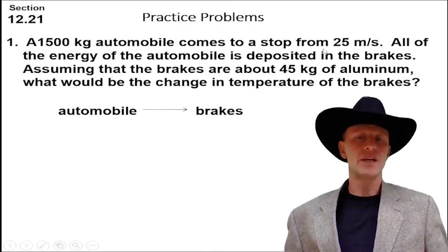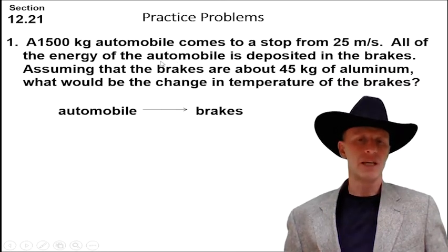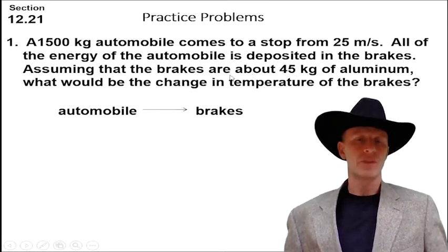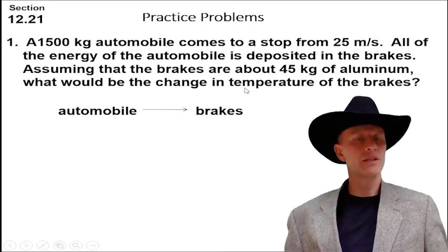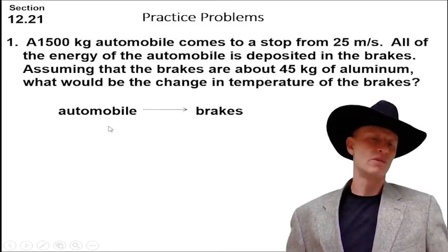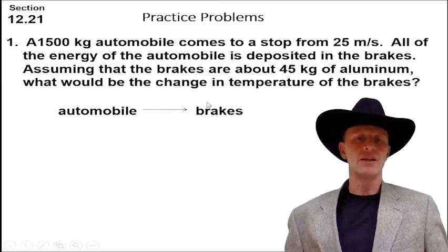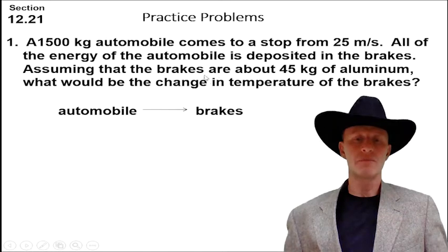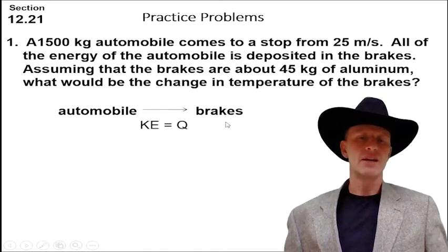This automobile is moving at 25 meters per second and it slams on the brakes. All of the energy of motion is moved into the brakes. The question says, what would be the change in temperature of the brakes? Well, if we look at the automobile, it's moving. The energy of motion would be KE. And if all of the energy went into the brakes, and the question is, what is the change in temperature? That's two indications that we want to use Q, or heat energy. All of the kinetic energy goes into heat energy in this problem.